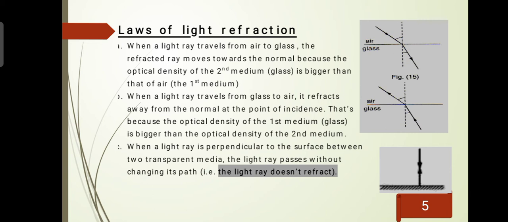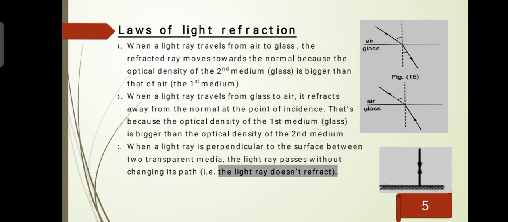First, when the light ray travels from air to glass, the refracted light ray moves toward the normal. Why? Because the optical density of the second medium, which is glass, is bigger than air. So the refracted light ray is close to the normal. Number two, when the light ray travels from glass to air, it refracts away from the normal. Why? Because the optical density of glass is bigger than the optical density of the second medium, which is air.